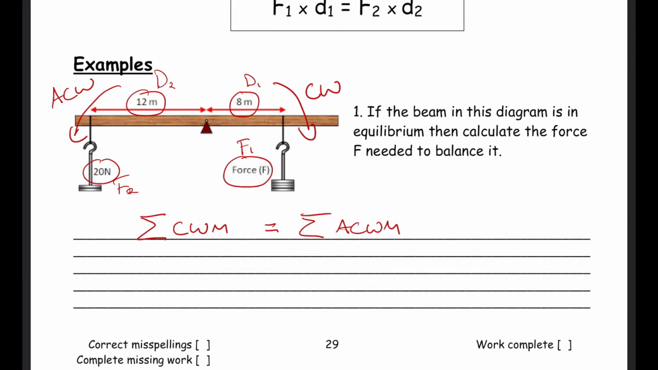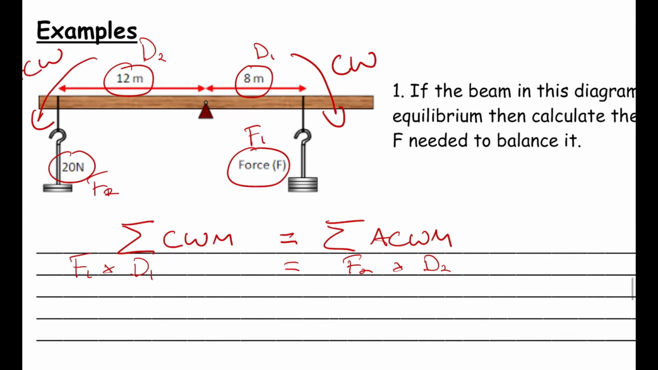Then we write out the equation in terms of the forces and distances using the annotation we've used above. So F1 times D1 equals F2 times D2. We will then substitute in the appropriate numbers in the place of those letters. F1 doesn't have a number, so we'll keep it as F1. D1 is 8, so we'll write 8 meters there. You don't have to write the unit, but for the sake of this, I am going to show you. And F2 is 20 newtons and D2 is 12 meters.